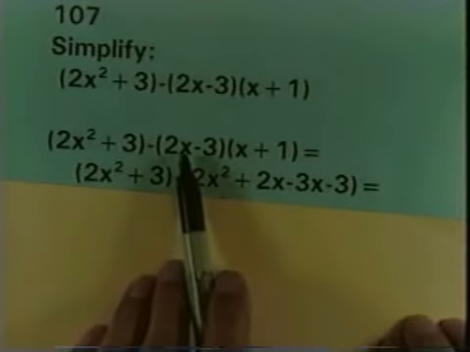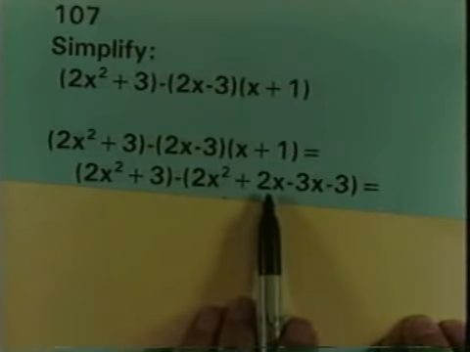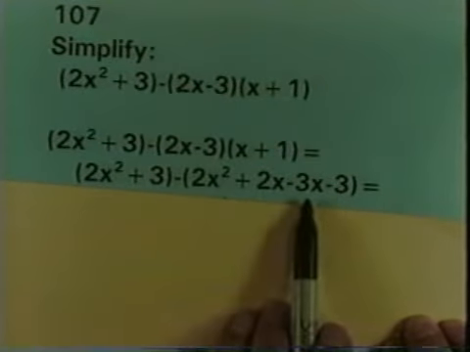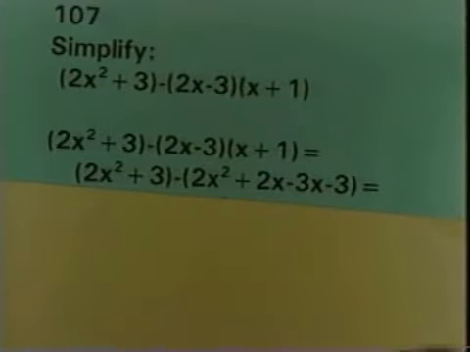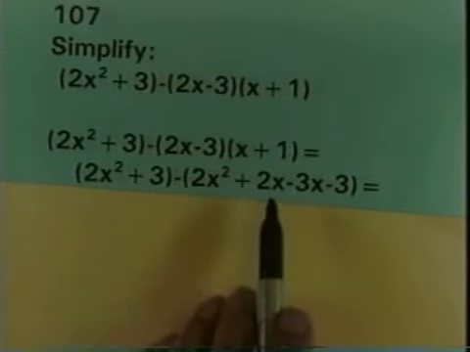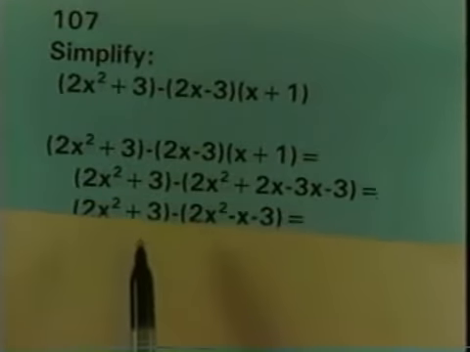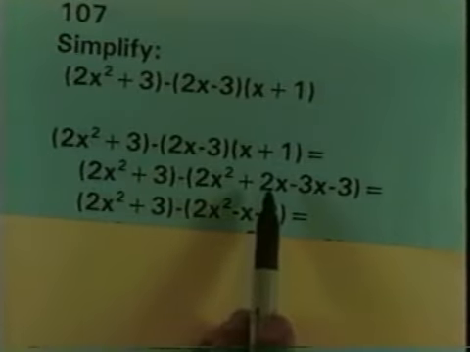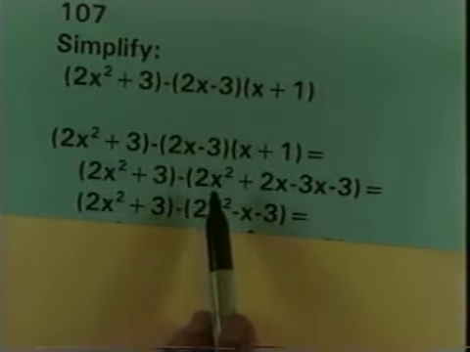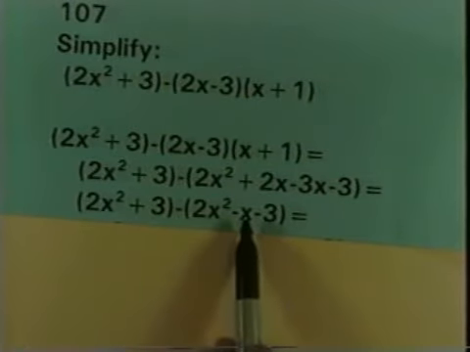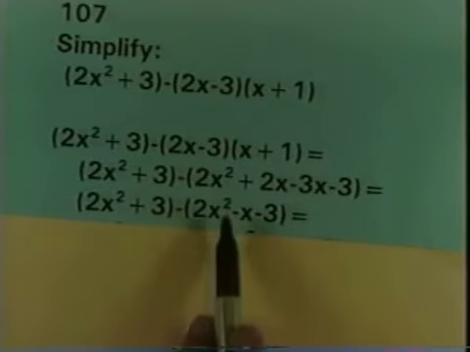Now, using the FOIL method, 2x times x will be 2x squared. 2x times 1 is 2x. A negative 3 times x is a negative 3x. And a negative 3 times 1 is negative 3. Now I'll work inside the symbols of inclusion to combine like terms. So I'll leave the 2x squared unchanged. I combine the positive 2x and the negative 3x to get a negative 1x. So for my product, I have 2x squared minus x minus 3. So we have completed the multiplication.